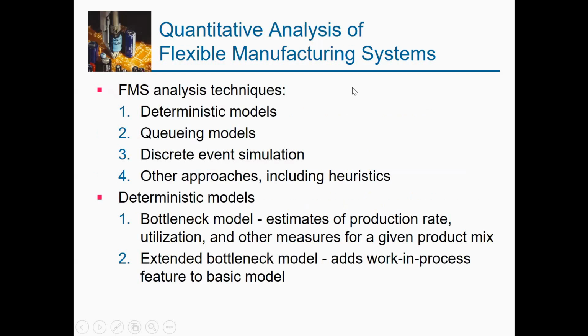Now here is a quantitative analysis of flexible manufacturing systems. The techniques are deterministic models, queuing models, discrete event simulation. Other approaches include heuristics. Deterministic models are the bottleneck model, estimates of production rate, utilization, and other measures for a given product mix, and the extended bottleneck model, which adds work in process features to the basic models. We will cover all these deterministic models.